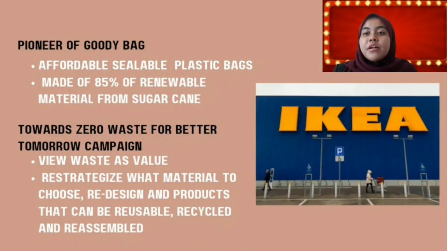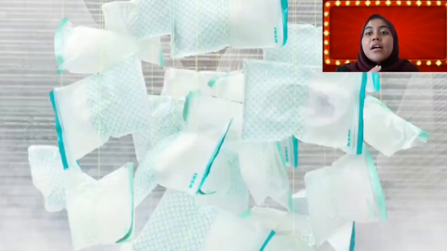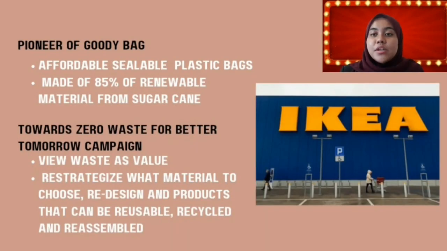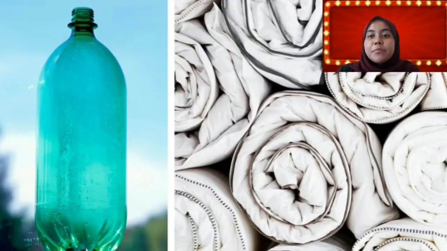Let me try on the question of application in the industry. The first company is IKEA. It is known to all that they are an environmental concern company. The first product that they produce is an affordable sealable plastic bag that is made of 85% renewable materials from the sugar. They also launched a Towards Zero Waste for a Better Tomorrow campaign where IKEA view all waste as a value. They re-strategize on what material to choose, redesign, and only produce products that can be reusable, recycled, and reassembled. For example, their product named Glens Vibe, where 70% of its kit filling is made from recycled PET plastic.